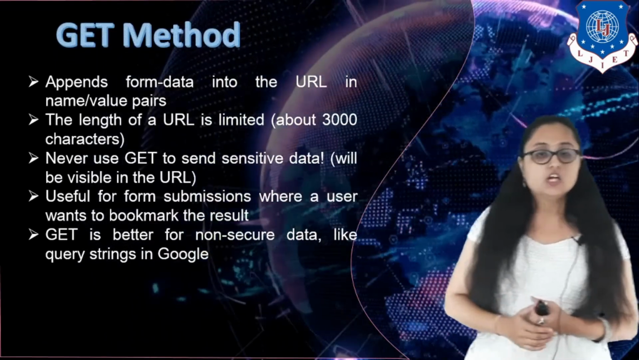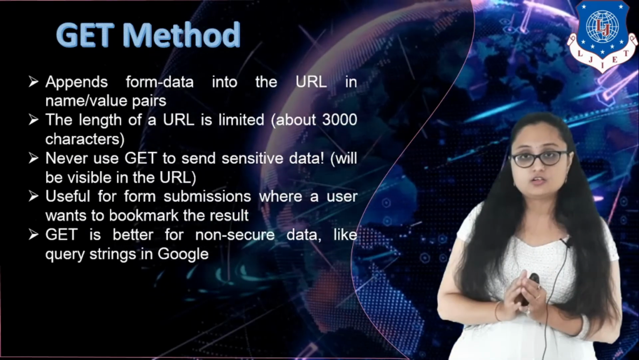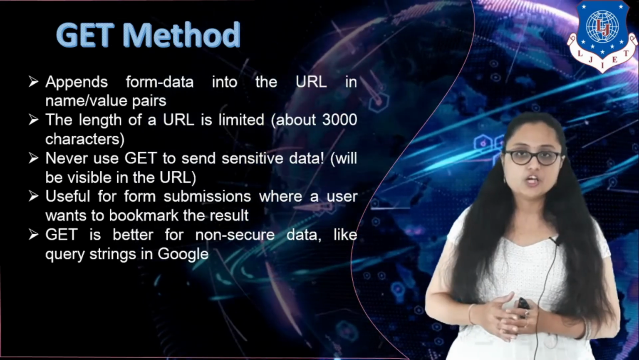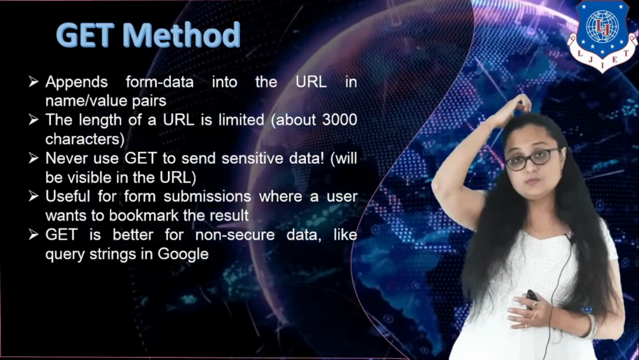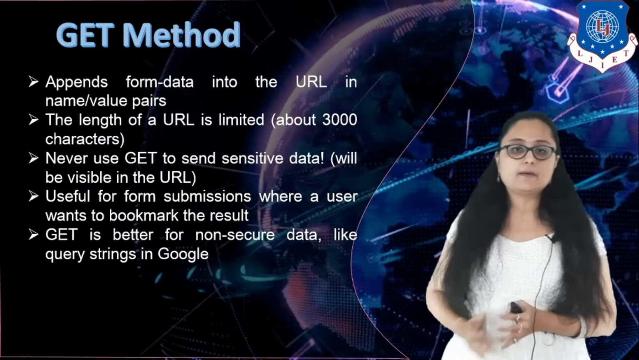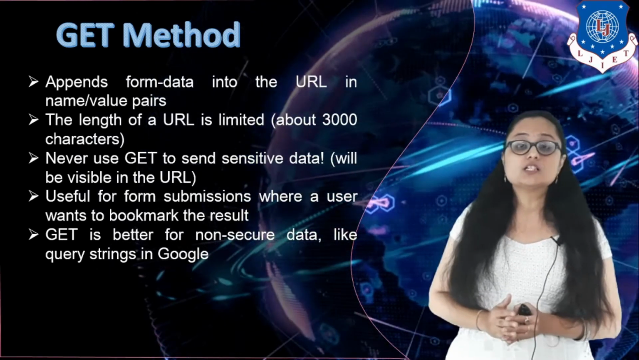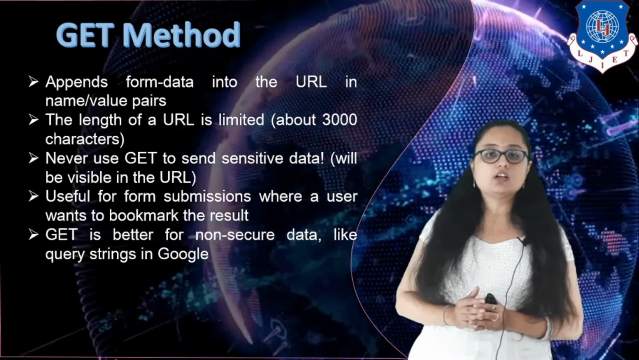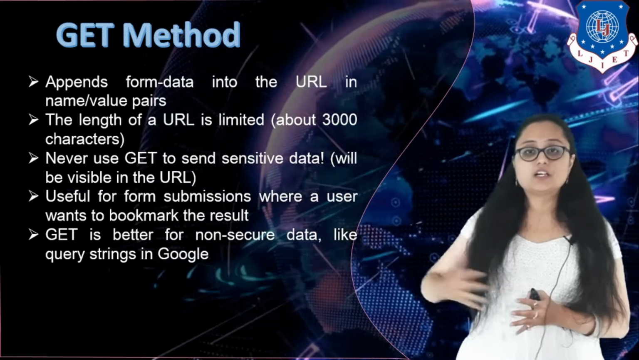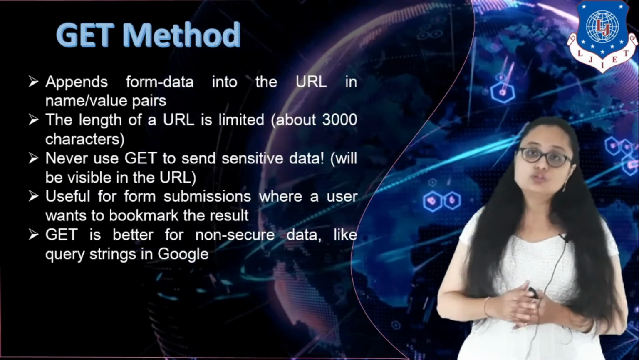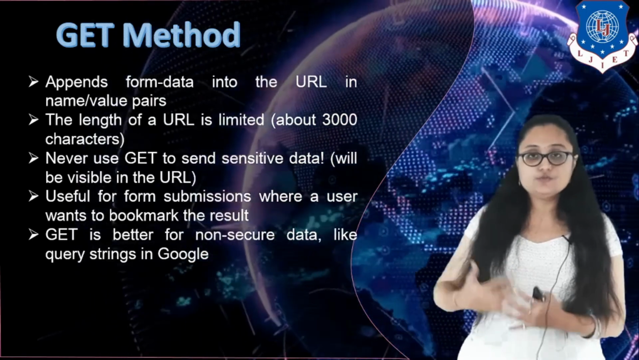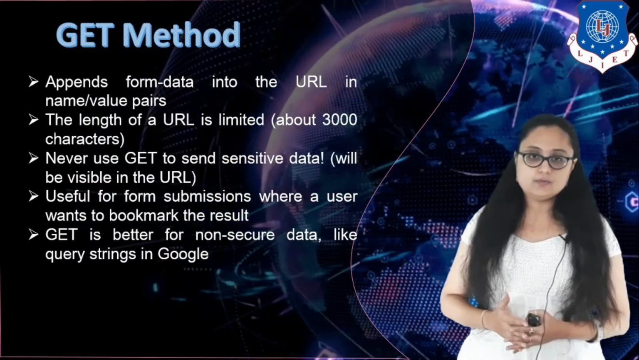The first is the get method. Whenever you are using the get method, it appends the form data into the URL in name and value pairs. Whatever URL is being passed, the request parameters are appended if you are using the get method. Also, there are certain constraints in the get method. For example, there is a constraint for data: only a 3000 character limit is possible for the length of the URL. So you cannot exceed this length limit in get, right? If you have longer data, you cannot use the get method.